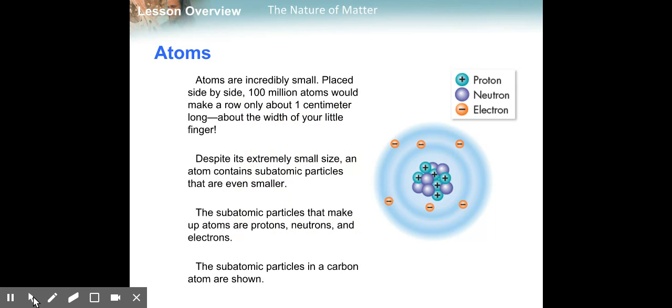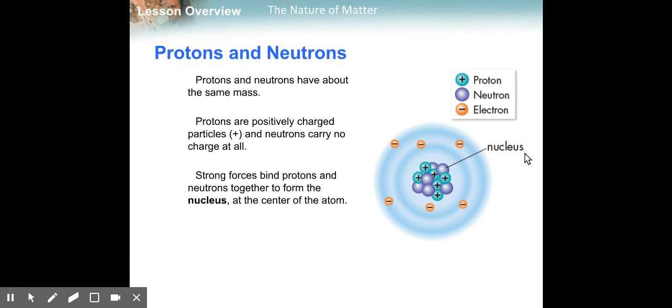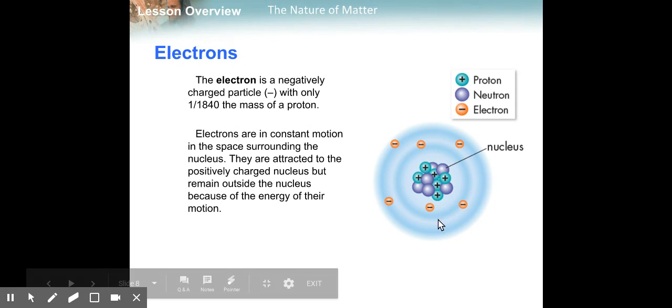Atoms are really small. I hope we already know that. Clearly, the subatomic particles that make up atoms are smaller than the atoms. There's a nice little picture that shows you the three subatomic particles. Protons and neutrons have about the same mass. Protons are positive, neutrons are neutral. Together, they make up the nucleus. The electron is negatively charged, and the electrons float around the outside of the nucleus.